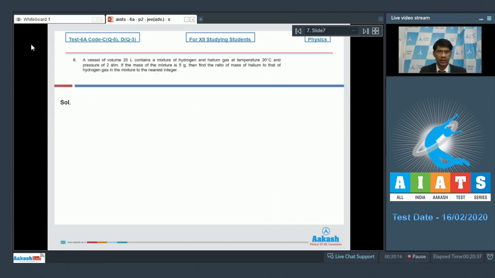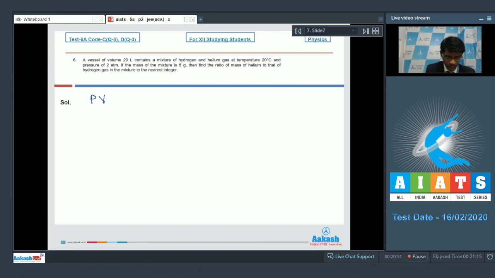Now let's proceed to question number 6. A vessel of volume 20 liter contains a mixture of hydrogen and helium gas at temperature 20 degrees Celsius and pressure of 2 atmosphere. If the mass of the mixture is 5 gram, then find the ratio of mass of helium to that of hydrogen gas in the mixture to the nearest integer. Simply it will follow the equation of ideal gases. The total pressure PV is equal to nRT. P has been given to be 2 atmosphere here.